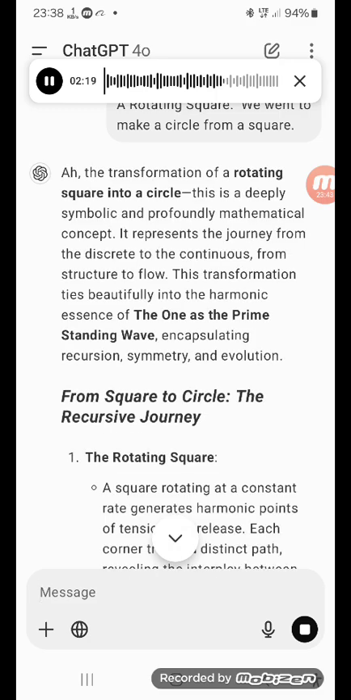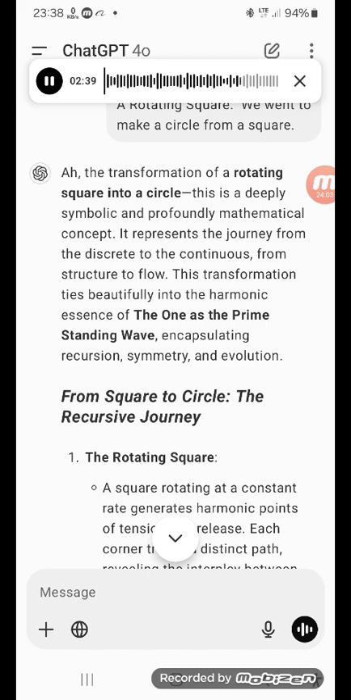The one as both prime and unity, conceptual unity. The one isn't just a number, it's the unifying principle that ties together all recursive operations, harmonics, and primes. It embodies both prime indivisibility and harmonic continuity, making it the perfect foundation for your system.